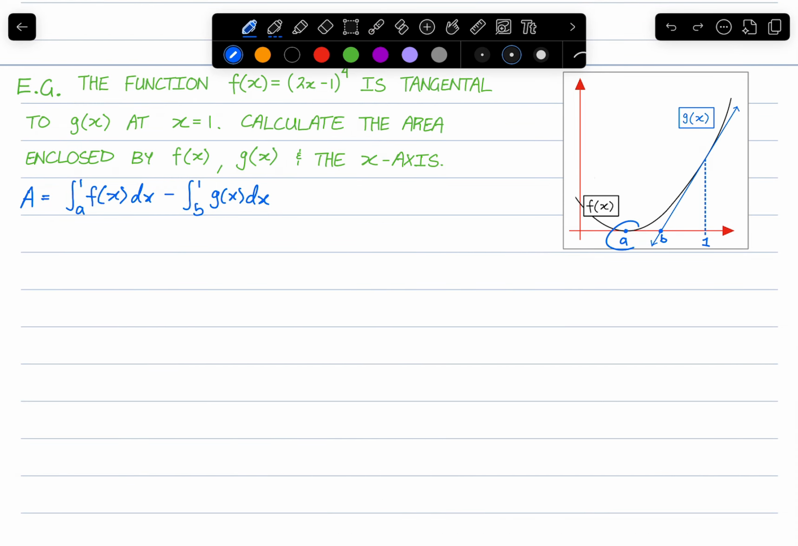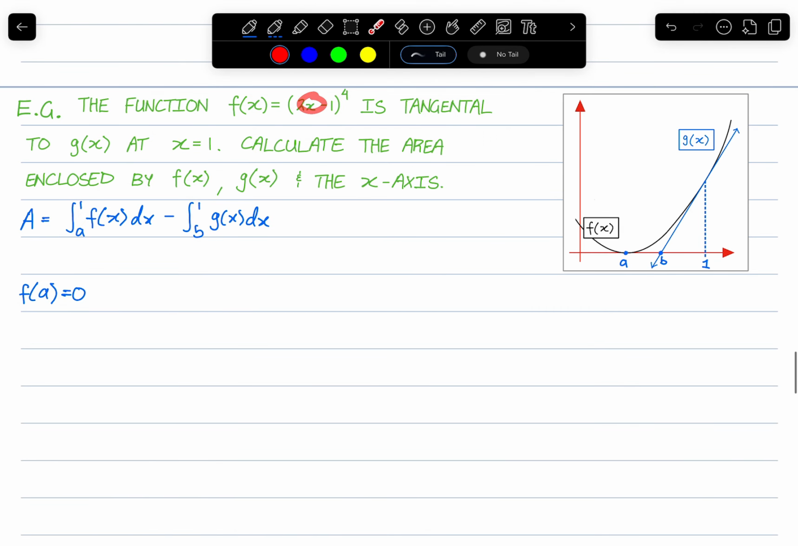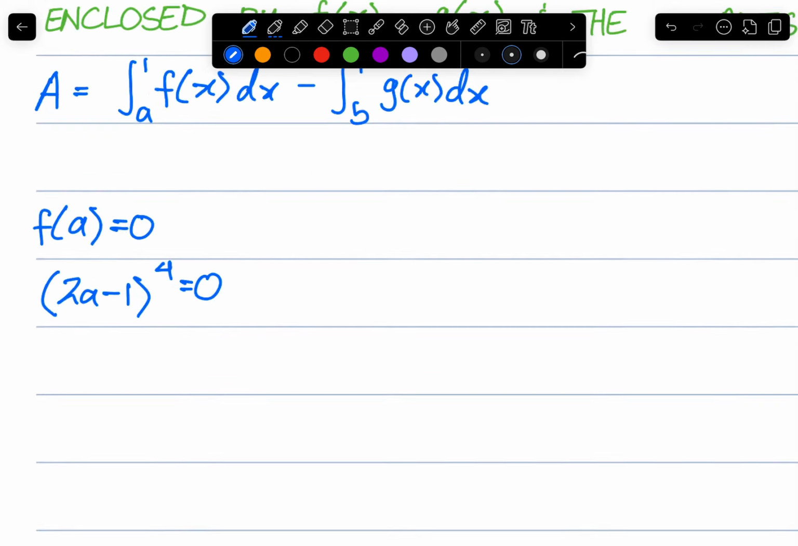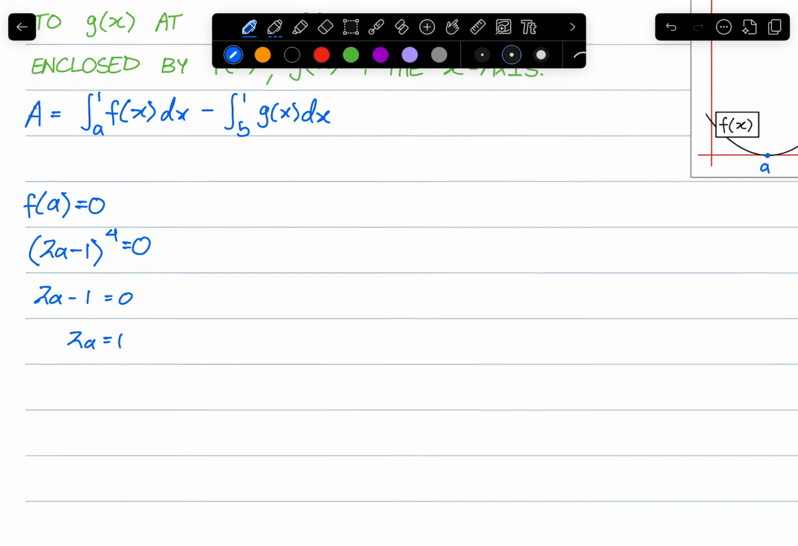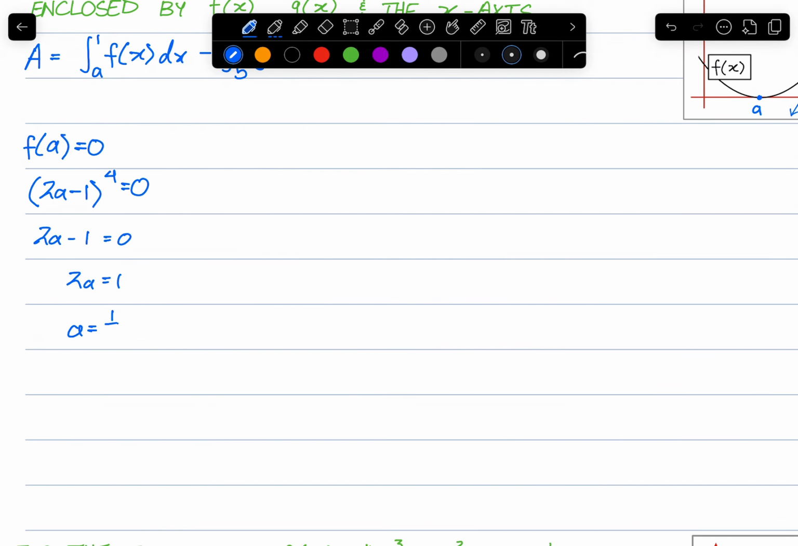We need to find the value of A. Well, A, I hope you can see f of A must equal 0, because that is an x-intercept. So if we let this equal 0, we can solve for A. So this can become (2A minus 1) to the power of 4 equals 0. Taking the fourth root, we get 2A minus 1 equals 0. 2A equals 1. So A equals half.